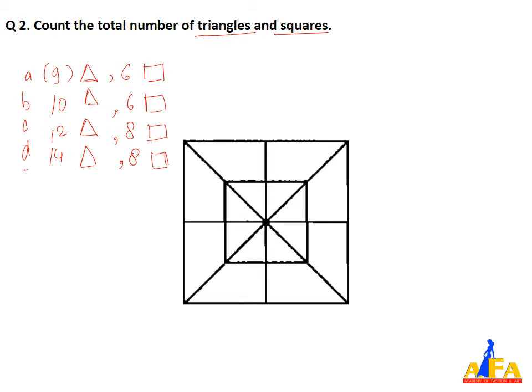By seeing the options you can see that there are two possibilities for the number of squares, like 6 or 8, okay.